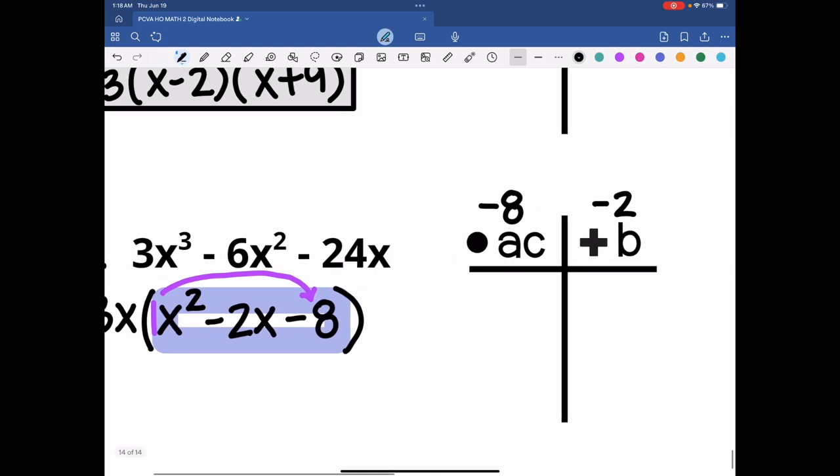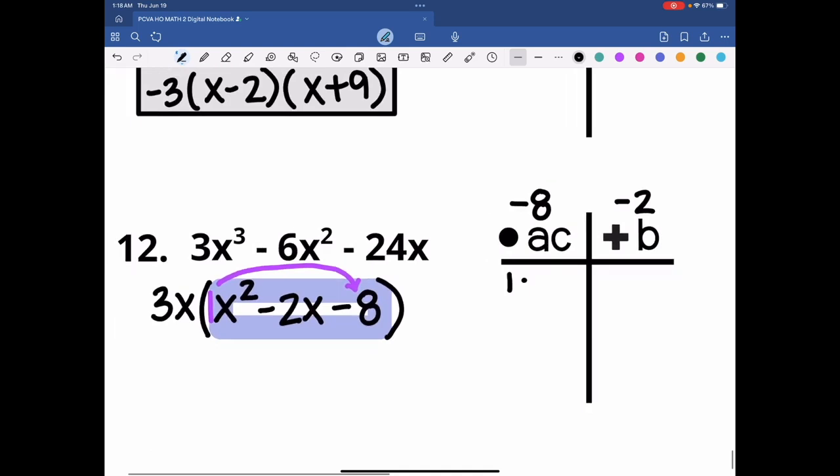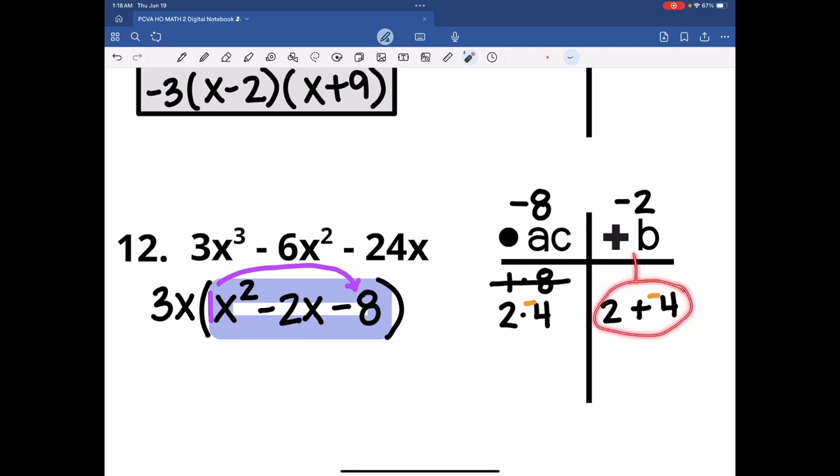So for that one, we have 1 and 8. There's no way to get 1 and 8 to work to get 2. Then we have 2 and 4. So how do we make 2 and 4 work? They're 2 apart. So I need it to be negative, so we're going to put a negative on the 4. Just check yourself. 2 plus negative 4 does give me negative 2. 2 times negative 4 does give me negative 8.